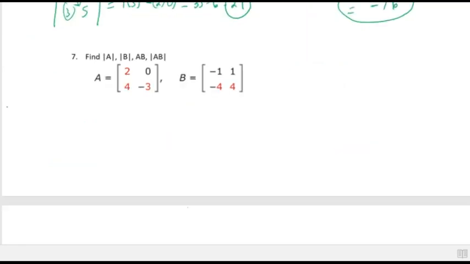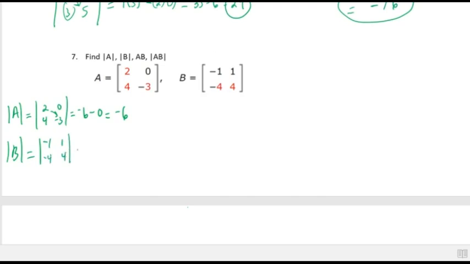And so for the next one, when you see this symbol, it means to find the determinant of A. So here we're multiplying 2 times negative 3 is negative 6. 4 times 0 is 0. So my answer would be negative 6. And then for B, we get negative 1 times 4 is negative 4 minus 1 times negative 4 is negative 4. So we get 0. Negative negative is positive.